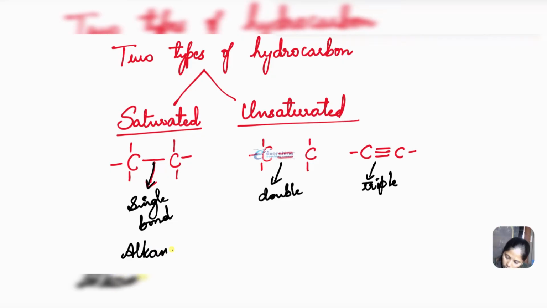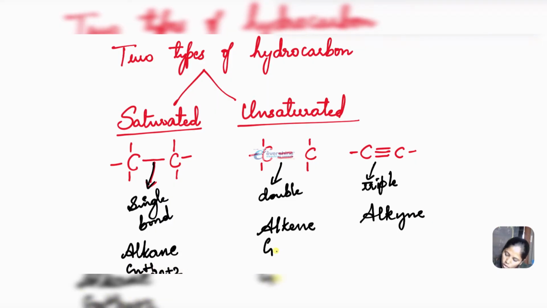For saturated hydrocarbon, there is another name, which is alkane. Double bonded compounds are called alkene. Triple bonded are alkyne. Got it? For alkane, we have the general formula CnH2n+2. Alkene CnH2n. Alkyne CnH2n-2. So this is the difference between saturated and unsaturated. Saturated means single bonded hydrocarbons. Unsaturated means double or triple bonded hydrocarbons.